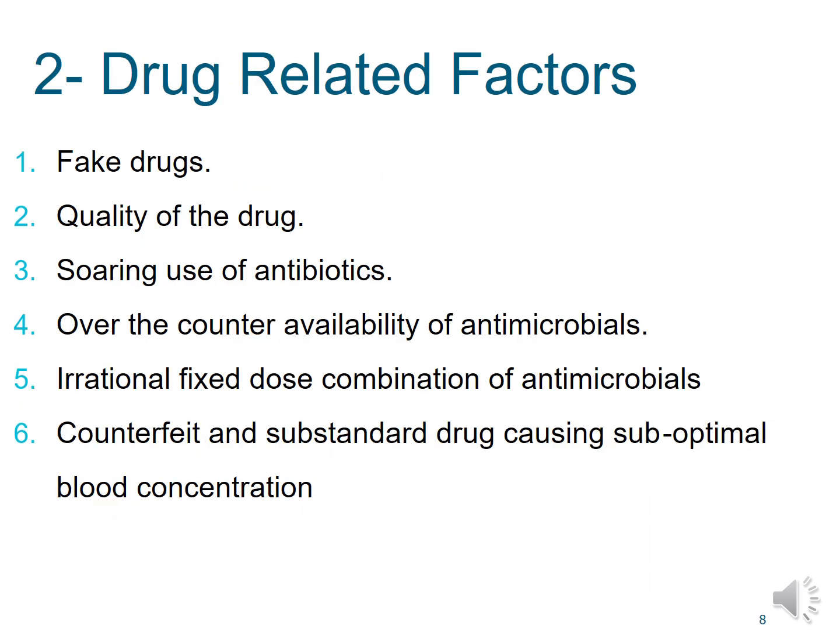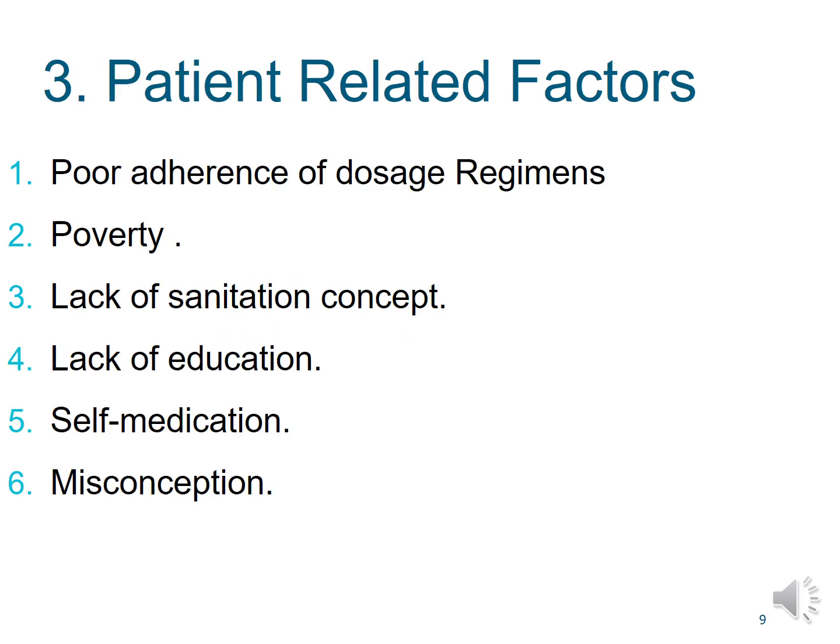Drug-related factors include fake drugs, quality of drugs, soaring use of antibiotics, overuse of antibiotics by purchasing them over the counter, irrational dose combination of antimicrobials, counterfeit and substandard drugs causing suboptimal blood concentration. Patient-related factors include poor adherence, poverty, lack of sanitation, lack of education, self-medication, and misconception.